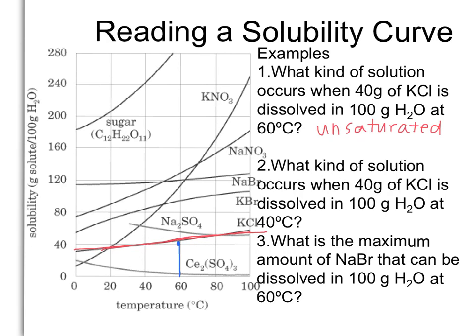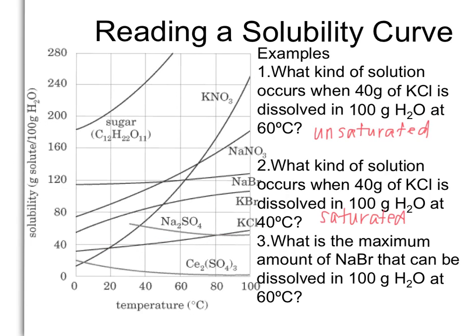In the next question, it says, what kind of solution occurs when 40 grams of KCl is dissolved in 100 grams of water at 40 degrees Celsius? So once again, we'll go over to the 40 degrees Celsius line, and we'll move up to the 40 gram mark. And this time, you can see that that red dot is exactly on the red line. So now we are looking at a saturated solution. You will also notice that as the temperature decreased from 60 degrees Celsius to 40 degrees Celsius, less potassium chloride can dissolve.